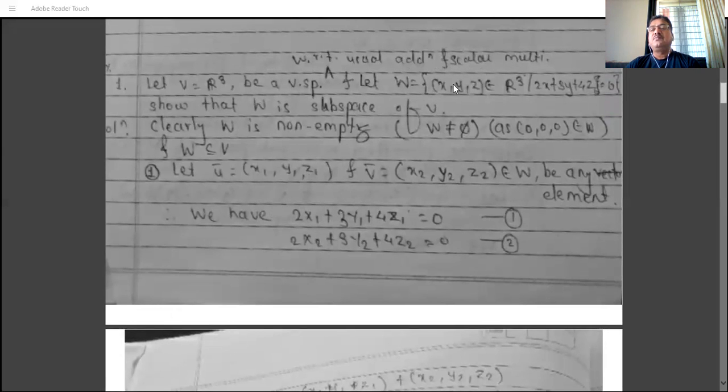This is very obvious that W is non-empty and W is a subset of R3, because the elements of W are 3-tuples (x, y, z) satisfying this condition. So obviously W is a subset of R3 and W is non-empty, because we have at least one element in W, that is (0, 0, 0). We also have other elements that satisfy this condition, 2x plus 3y plus 4z is equal to 0. So in every example, write this first sentence directly, that clearly W is a non-empty subset of V. Okay, now we have to prove the two conditions.